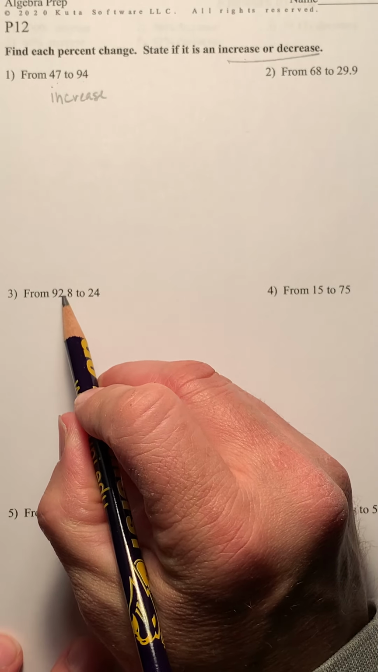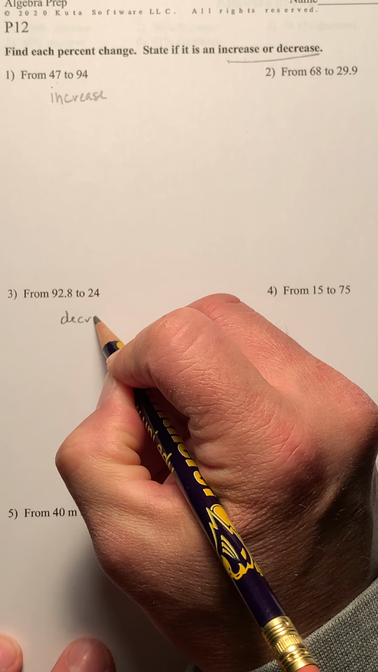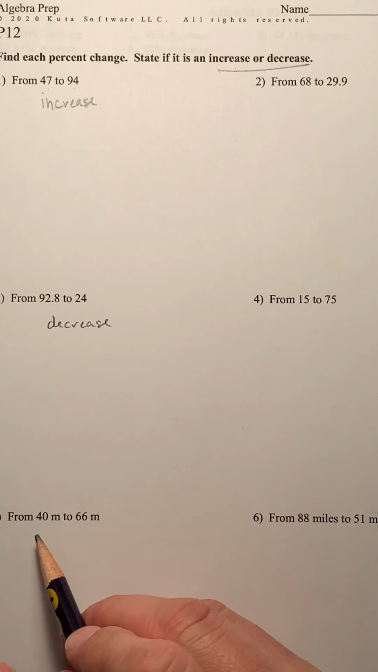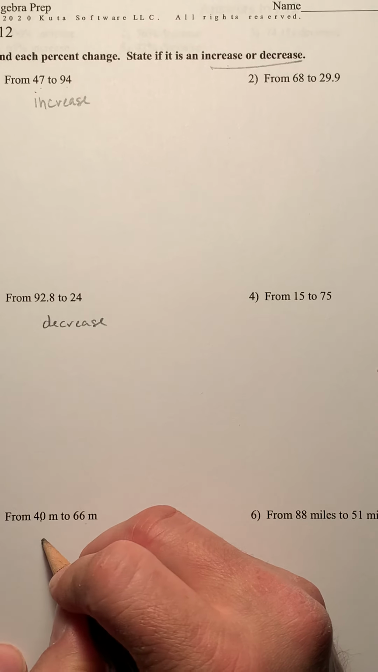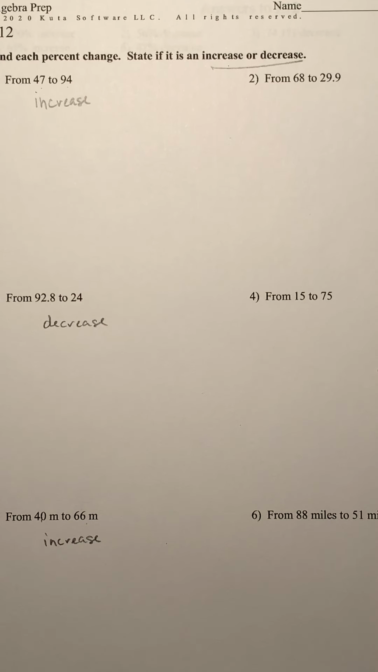Great. We go from 92.8 down to 24. Hey, that's a decrease. We're going down. It's a decrease. Well, those are the first things that we find. From 40 meters to 66 meters, that's an increase. So pay attention that it's asking us to do two things. So get one of the answers down.